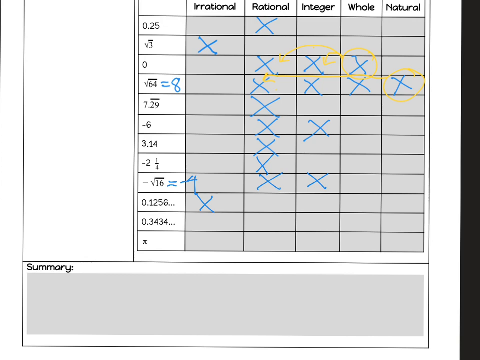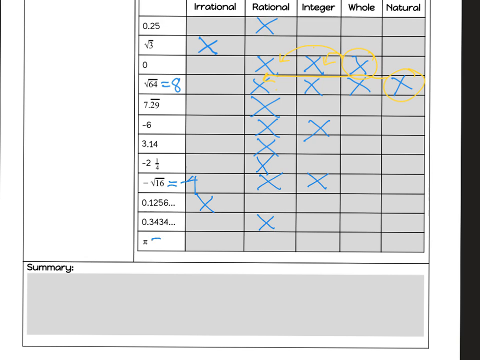This one is a little different. We have 0.3434. It looks like it continues, but it also has a repeating pattern. So again, let's look at our helpful hint from the front page of the notes. If it's a repeating decimal, then it's a rational number. And so this is going to fall in the rational number subset, but none of the other subsets to the right because it does not fall on the number line.